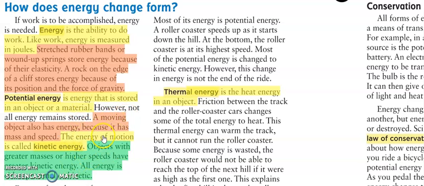And of course, examples of kinetic energy are all objects that are moving, which means they have kinetic energy. Objects with greater masses or higher speeds have greater kinetic energy. All energy is either potential or kinetic. So energy often changes from one form to the other. When a roller coaster first moves over the top of a hill, it travels slowly. Most of its energy is potential energy. A roller coaster speeds up as it starts down the hill. At the bottom, the roller coaster is at its highest speed. Most of the potential energy is changed to kinetic energy. However, this change in energy is not the end of the ride.